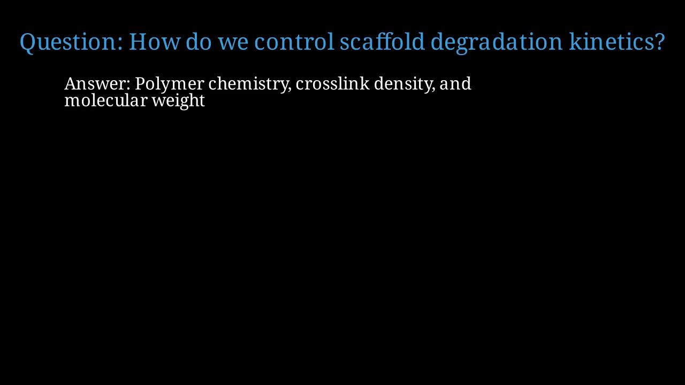We can tune degradation through polymer chemistry, selecting hydrolytically or enzymatically degradable linkages. Cross-link density affects water uptake and swelling, and molecular weight between cross-links determines mechanical stability. Empirically, degradation time, T-deg, scales approximately as molecular weight to the 1.5 power. This allows predictable design of scaffolds that degrade over days, weeks, or months.